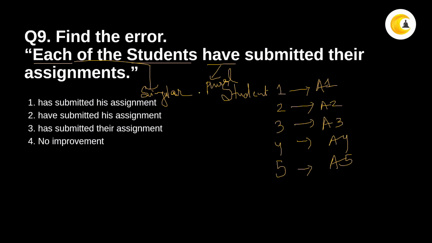You don't use plural with singular. You have to change have to a singular form. What is the singular form of have? It is has. So this will become each of the students has submitted their assignment. So I guess it's in option number 3, has submitted their. Now it won't be his, right? Because we are still referring to students, right? And each of them has submitted. So it is going to be their assignment and has submitted. All right.